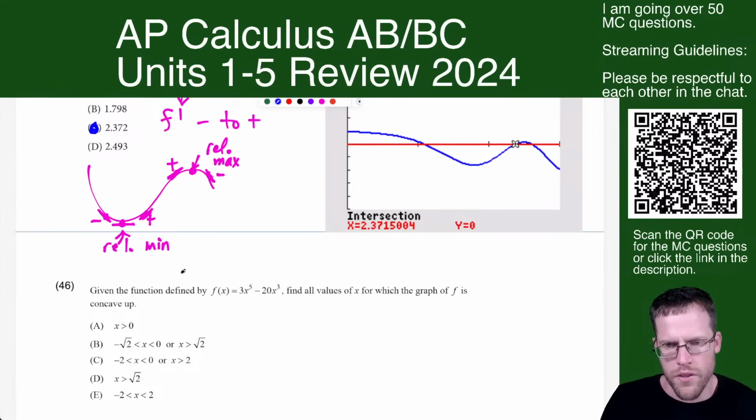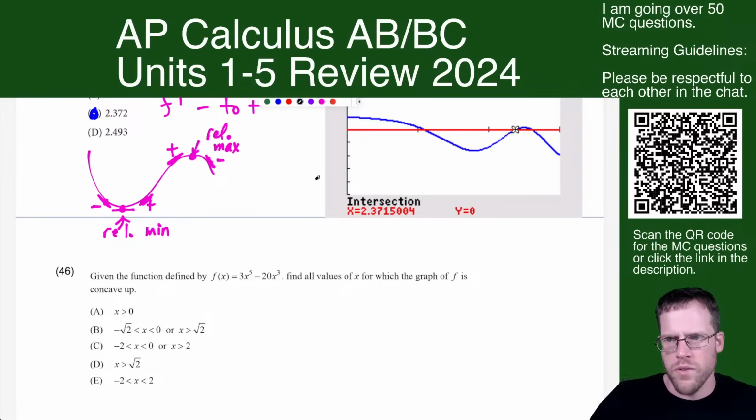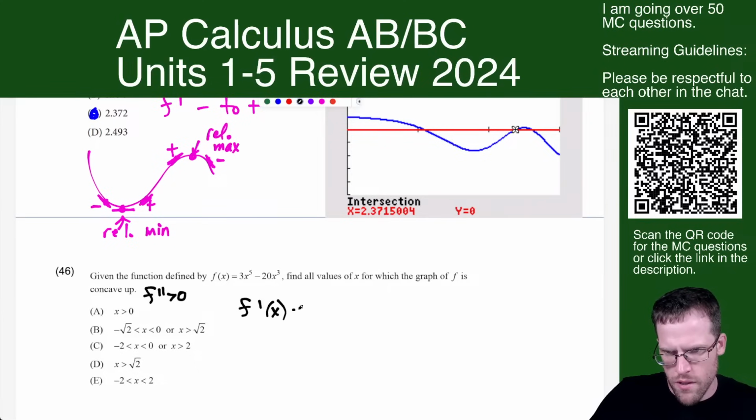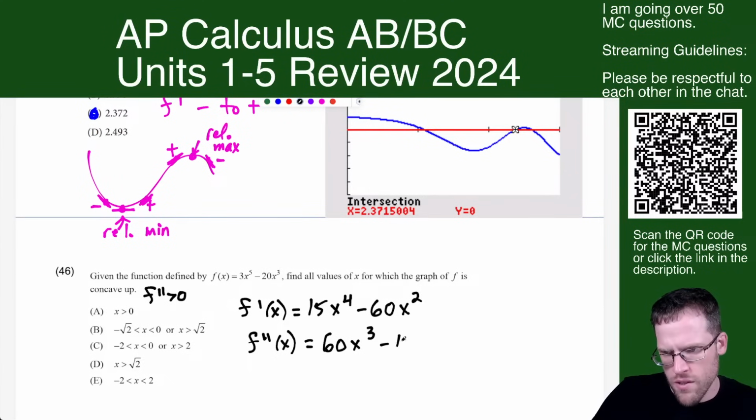46. So given the function defined by f, find all values of x for which f is concave up. So we'll do this without a calculator. Concave up, we're looking for where f double prime is greater than 0. So power rule twice. So 15x to the 4 minus 60x to the second. And then one more time. We have 60x to the third minus 2 times 60 is 120 times x. And now this makes 60x times x squared minus 2.